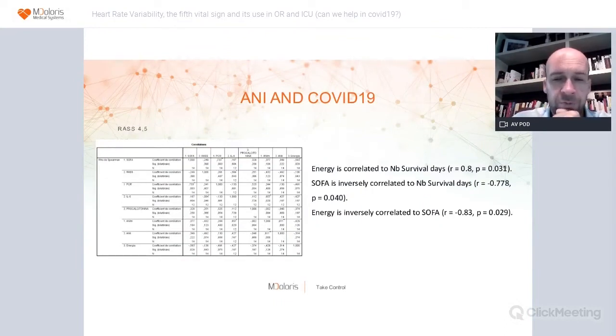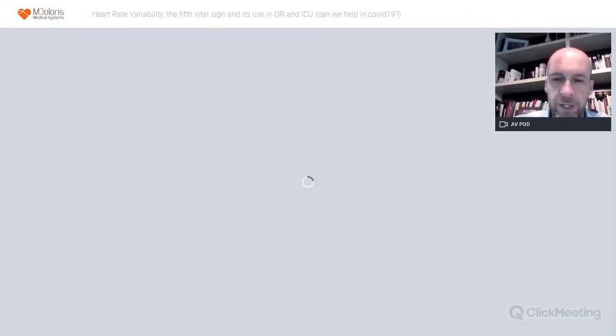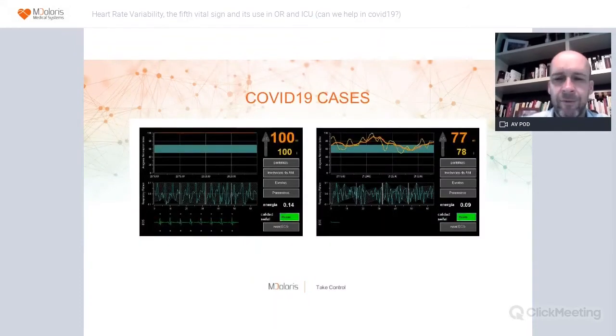So we saw that energy is correlated to the number of survival days, with a very good correlation and a very good area under the curve. So 0.4 means that the patient doesn't have a good SOFA score and has low probabilities of survival. SOFA is inversely correlated as well to the number of days, obviously, and energy is correlated to SOFA scores.